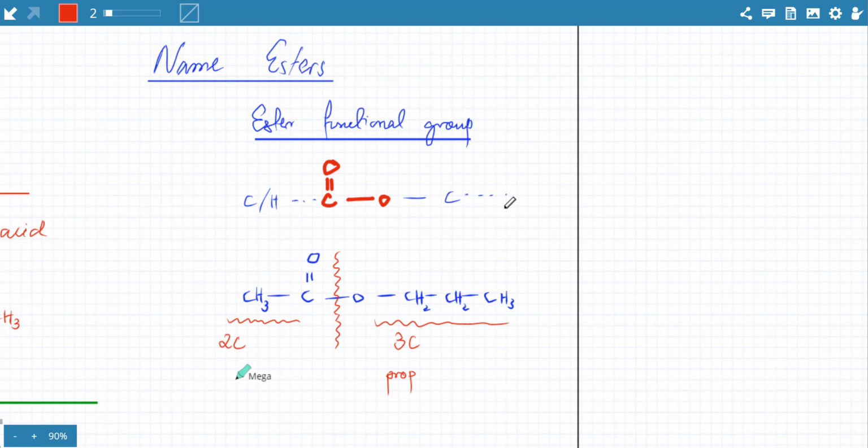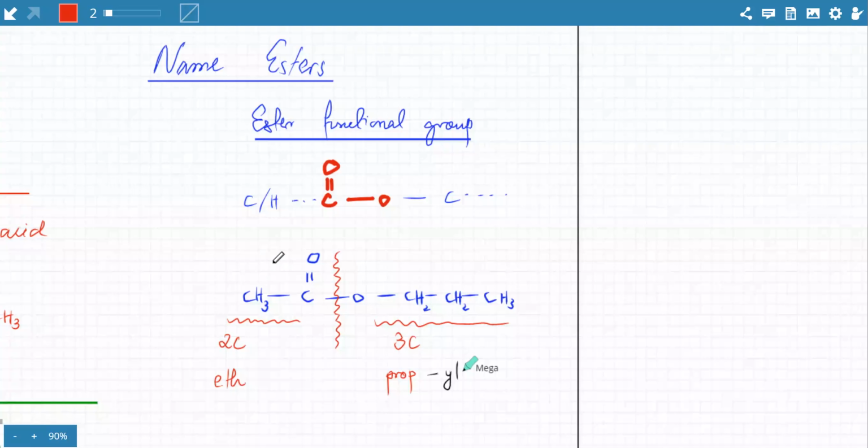Now remember that an ester is going to have two sides. One side is where there's a single bonded oxygen. The other side is where there's a double bonded oxygen. So for the single bonded oxygen, the name or the suffix would always end with -yl. So this side would be called propyl. The side with the single O, that's called propyl.